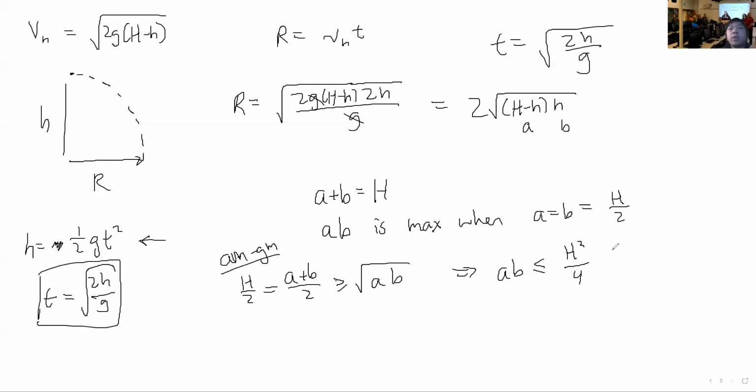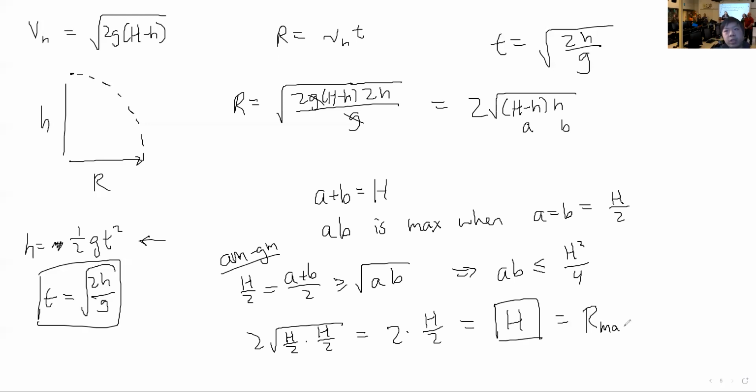Okay, so now that we have that, we can replace A and B with h minus h and h. And when they're both big H over 2, then this becomes h over 2 times h over 2, which is just 2 times h over 2, which is just equal to h. All right, and this is equal to the maximum range. And the maximum height is equal to big H over 2.